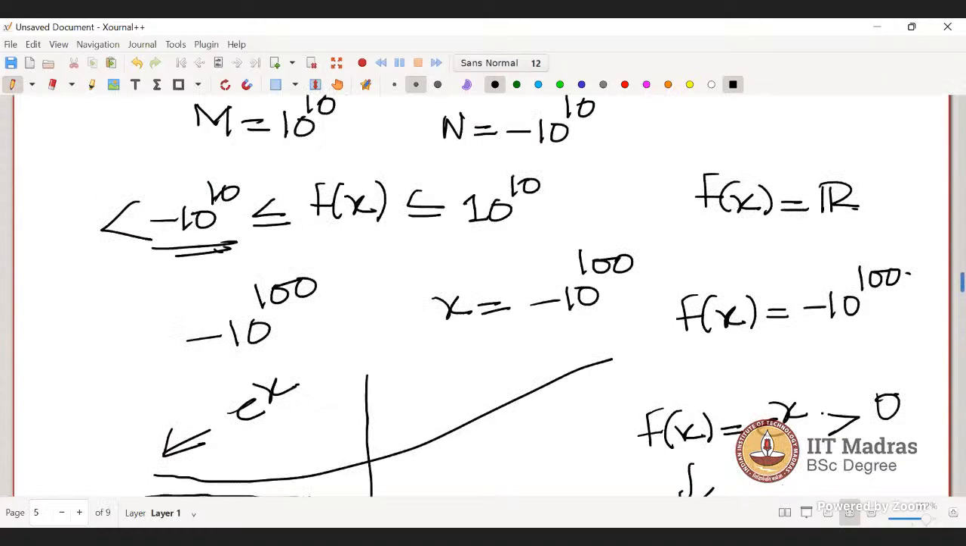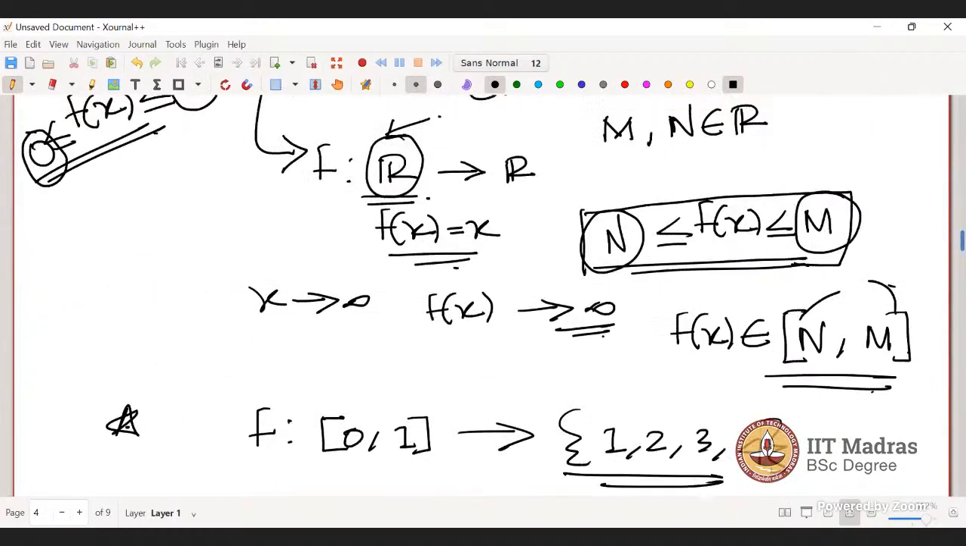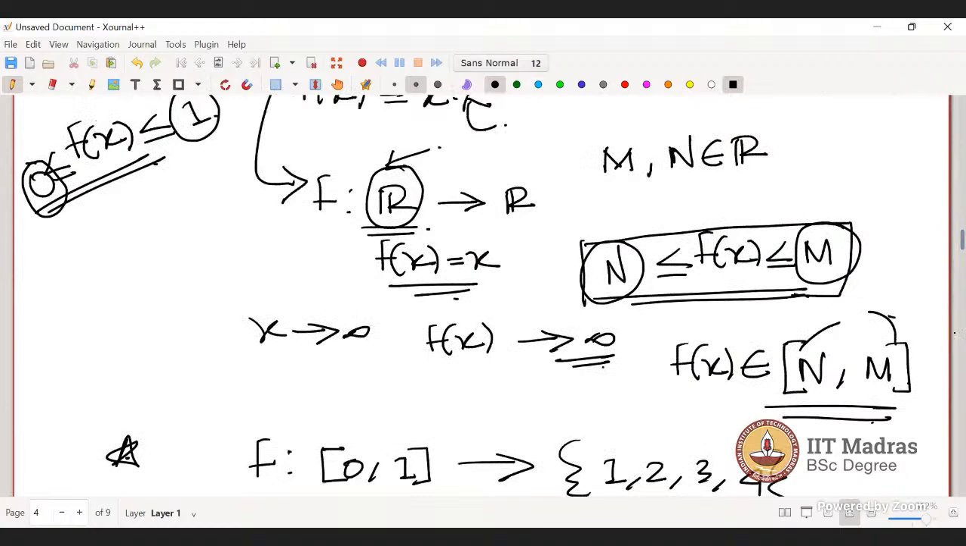And this thing I cannot do for the function f from R to R, f of x equal to x. I cannot give you a lower bound, and I cannot give you an upper bound. That is the issue.